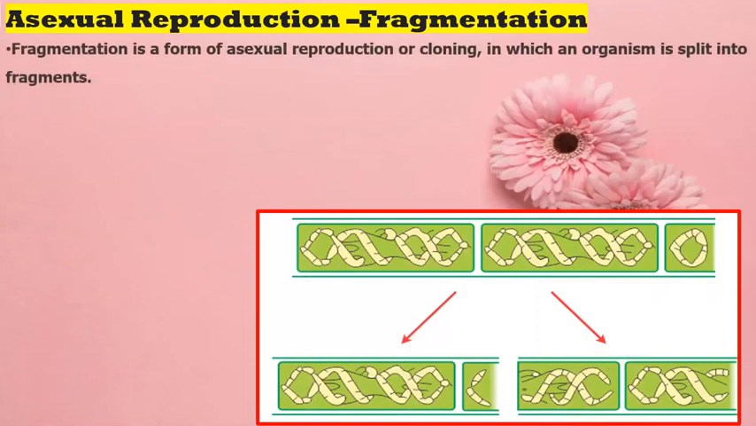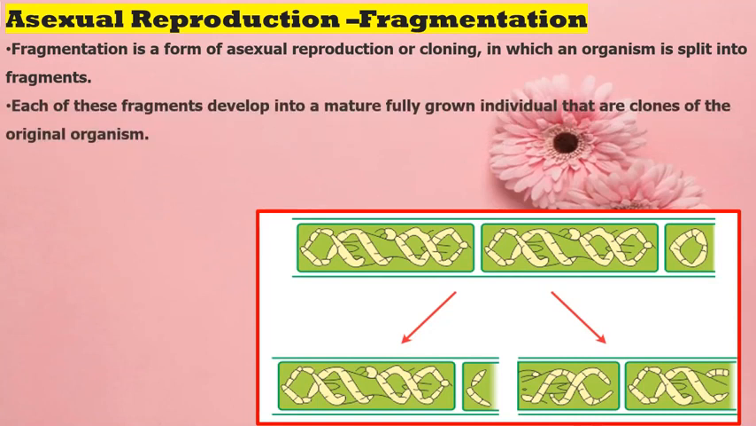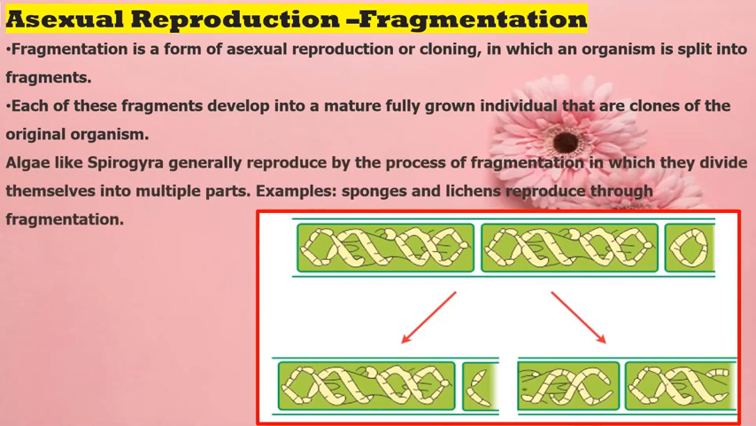Another asexual reproduction is fragmentation. Fragmentation is a form of asexual reproduction or cloning in which an organism is split into fragments. Each of these fragments develop into a mature, fully grown individual that are clones of the original organism. Algae, like Spirogyra, generally reproduce by the process of fragmentation in which they divide themselves into multiple parts. Other examples are sponges and lichens also reproduce through fragmentation. Multiplication of plants by fragmentation is a kind of vegetative reproduction or vegetative propagation in which vegetative cells from a filament produce new plants.